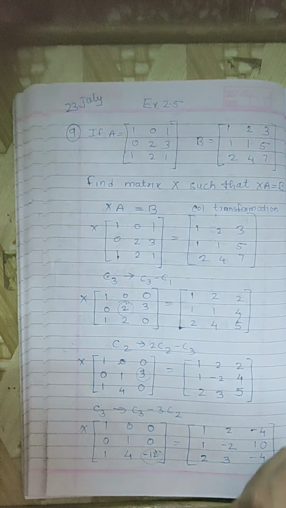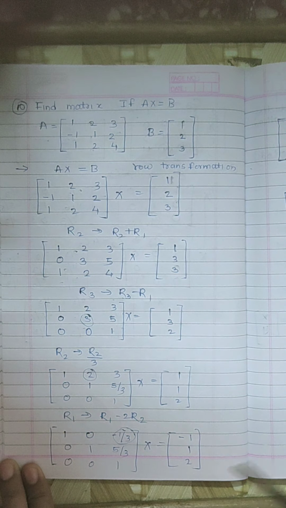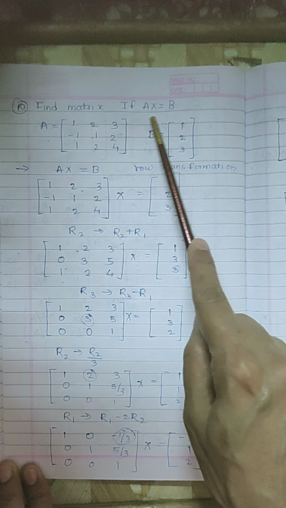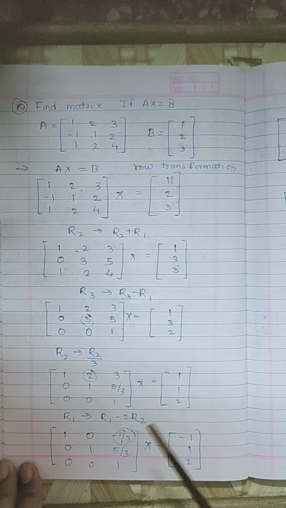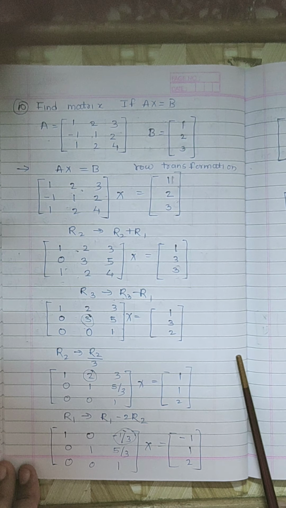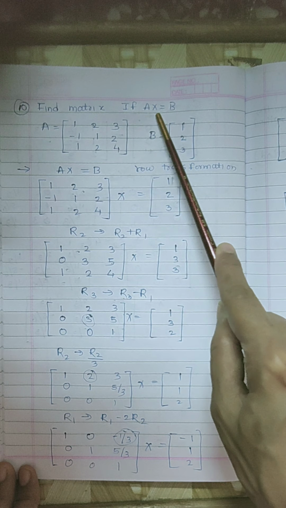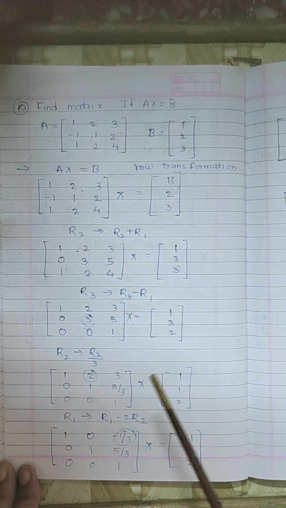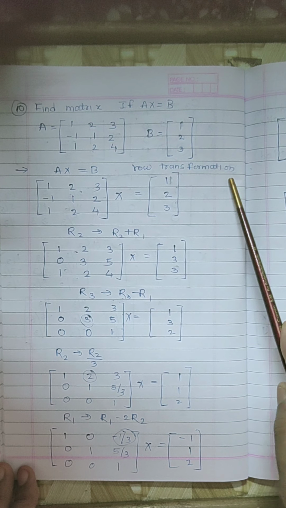Now see the 10th sum. The 10th sum is the same, only what is given here is AX is equal to B. There it was given XA is equal to B. Same here also, you have to find the value of X. Only the change is that here AX is equal to B is there, and there XA is equal to B is there. Now here AX is equal to B is there, so here you have to use the row transformation.